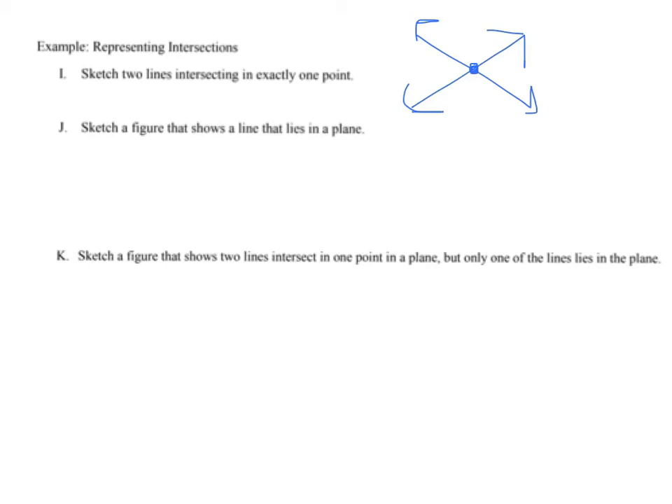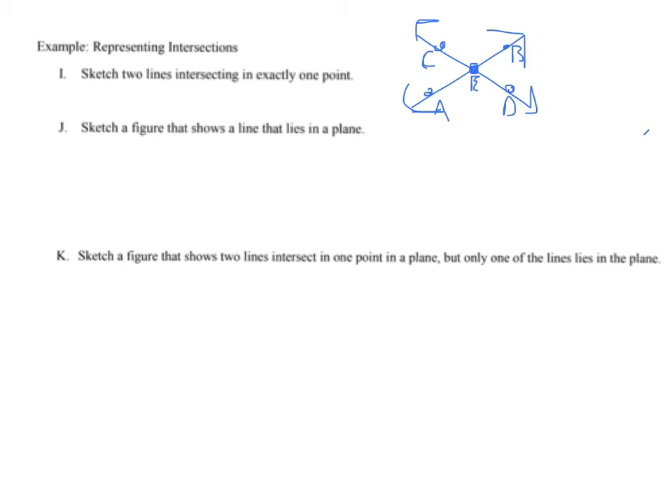Now, if we want to be technical, we should actually name all this stuff. So I'm just going to say this is A, this is B, this is C, this is D, and the point where they all intersect, I'm going to call E. So I can say line AB and line CD intersect at point E.